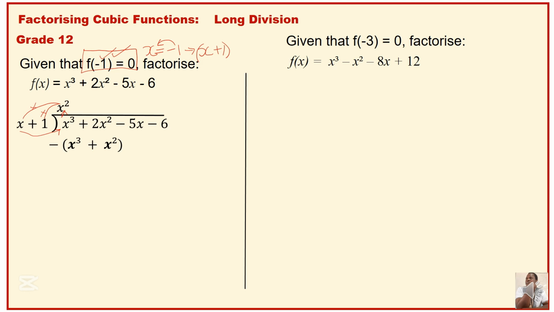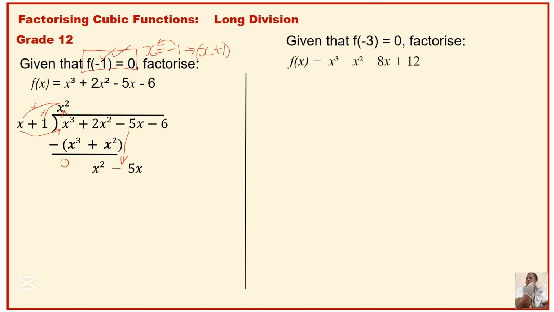Then after doing that, we subtract the first two expressions minus the two expressions that we got from multiplying. X cubed minus x cubed is going to give me 0. Then 2x squared minus x squared will give me 1x squared. Then once you get an answer to subtracting these two, you bring down the minus 5x. Then you start the division all over again.